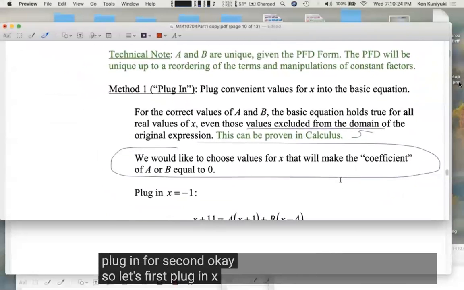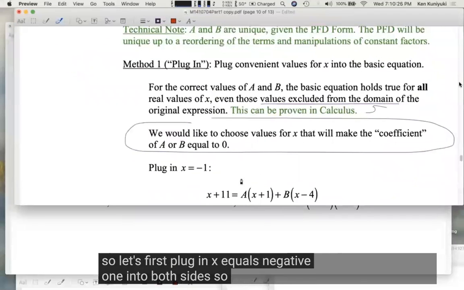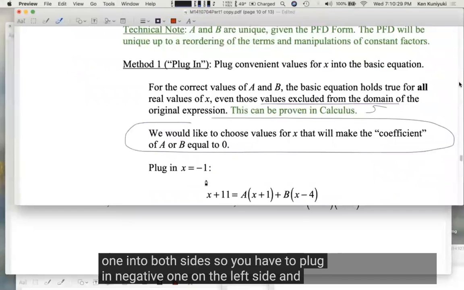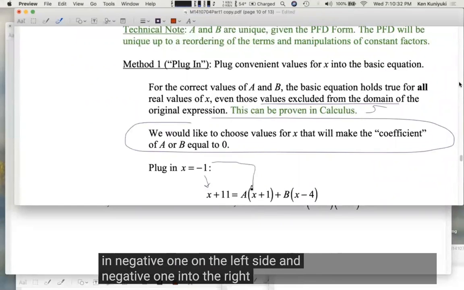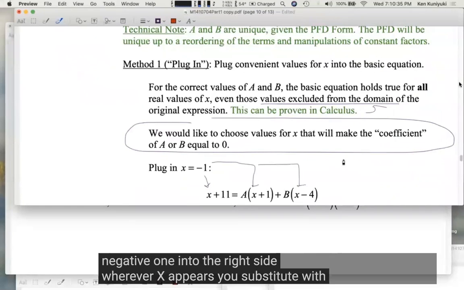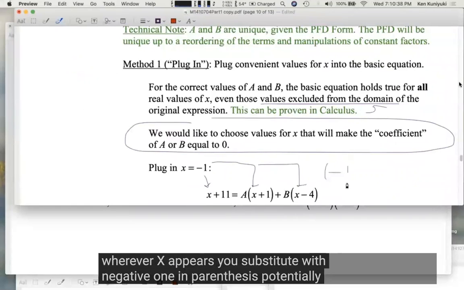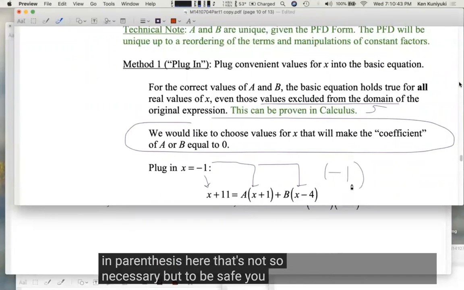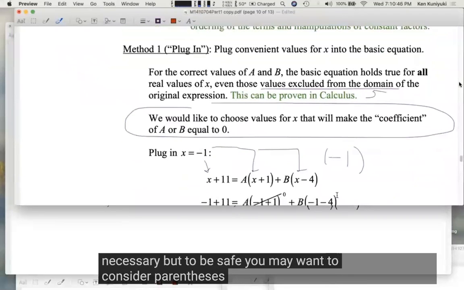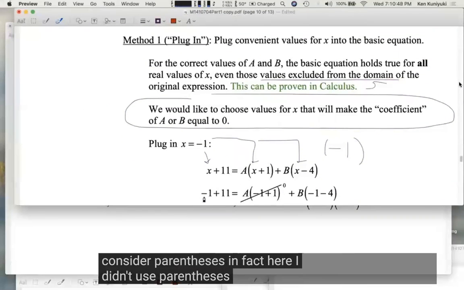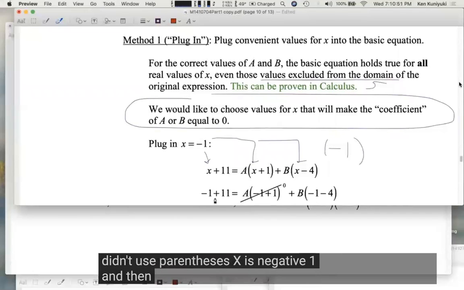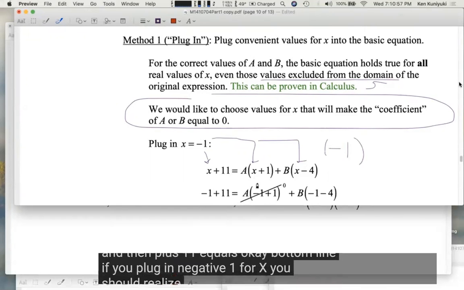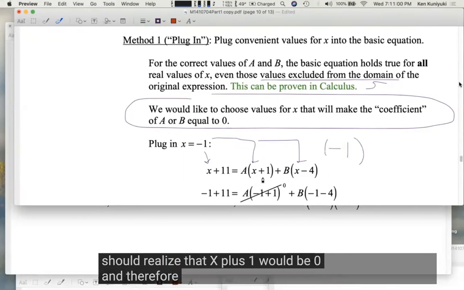Okay, so let's first plug in X equals -1 into both sides. So you have to plug in -1 on the left side and -1 into the right side. Wherever X appears, you substitute -1, potentially in parentheses. Here, that's not so necessary, but to be safe, you may want to consider parentheses. In fact, here I didn't use parentheses. X is -1, and then plus 11 equals, okay, bottom line, if you plug in -1 for X, you should realize that X plus 1 will be 0, and therefore A times 0 will be 0.